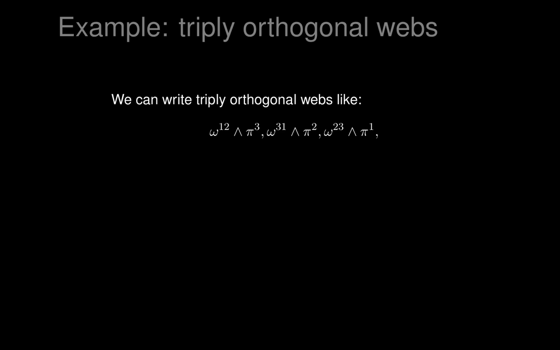Now, if we go back to our example of triply orthogonal webs, which we covered in the previous lecture, we can write out explicitly what it looks like. I didn't actually do that. I left that for you to do, and it's not difficult. You plugged in the structure equations of Euclidean space, and you came up with some description of the triply orthogonal webs exterior differential system as being generated by three forms. And the various three forms look something like this.